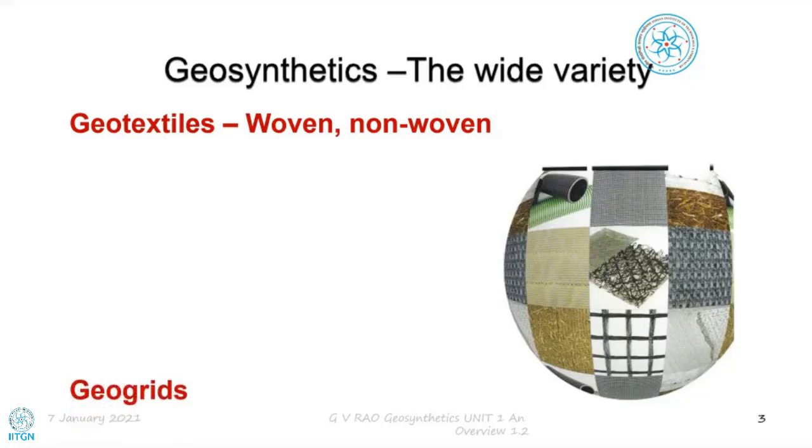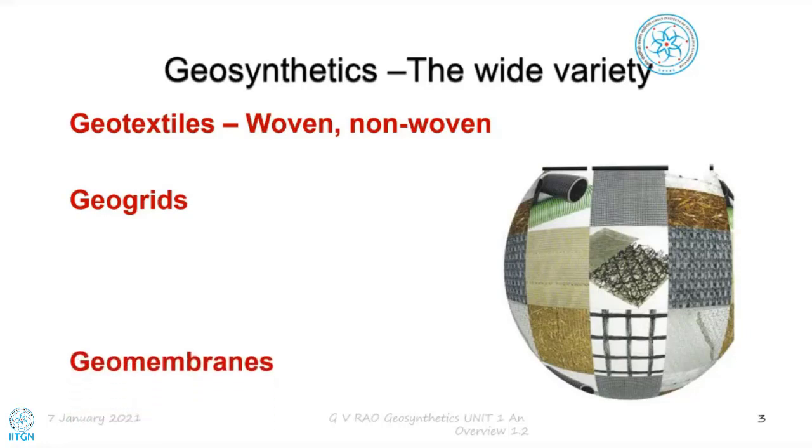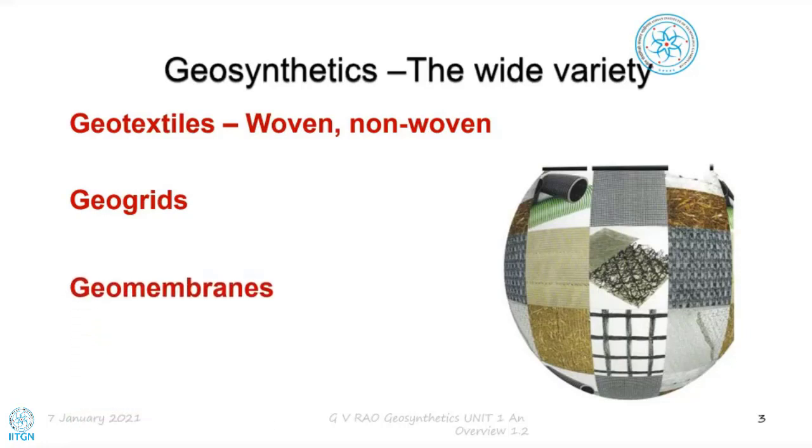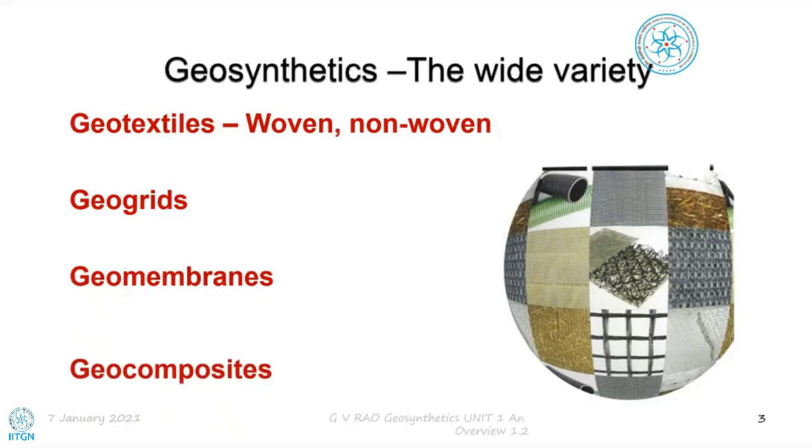Then we have the second variety. We can call them geogrids, the second class of materials. Why they have come up, we'll see as we move further. Then we have the third class of materials, which is called geomembranes. And then we have the fourth class of materials, which are called geocomposites. So these are 4 major generic groups, you can say. Under each one, there are varieties which we are going to go through systematically.